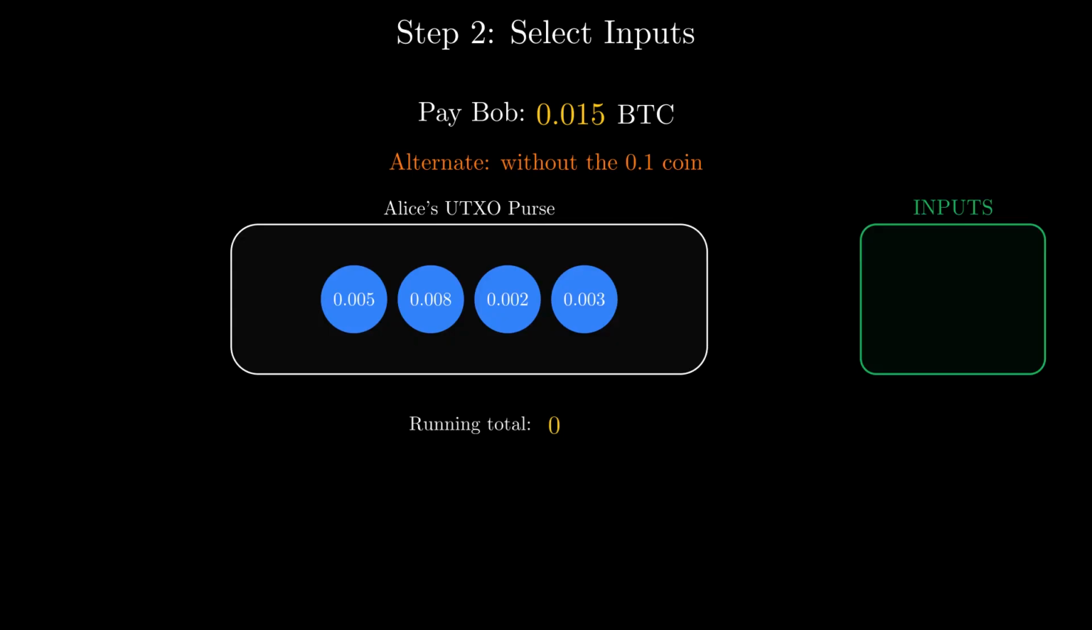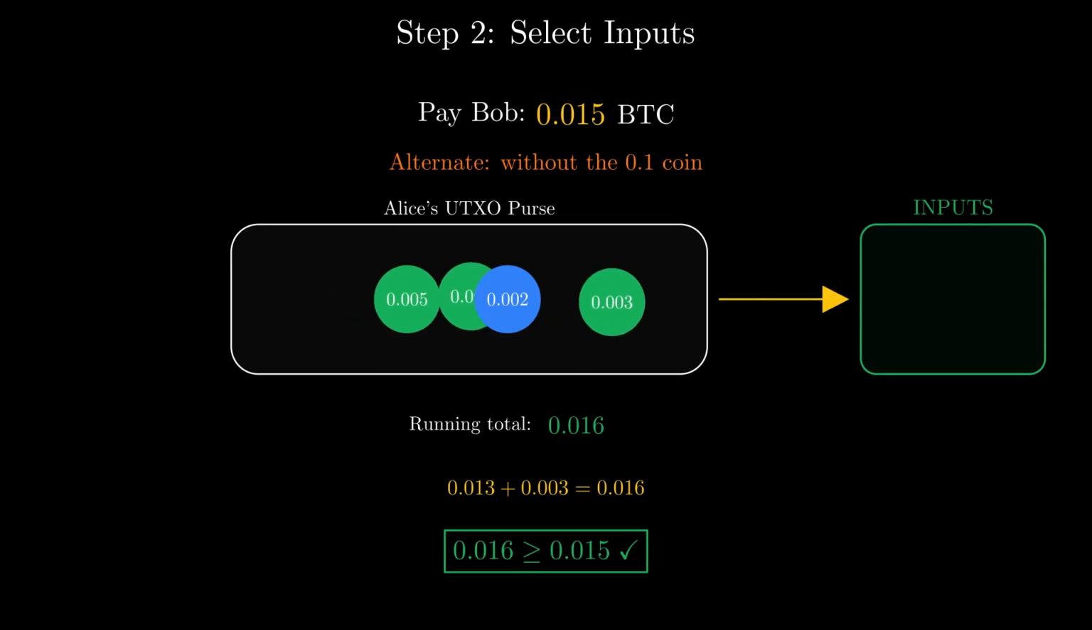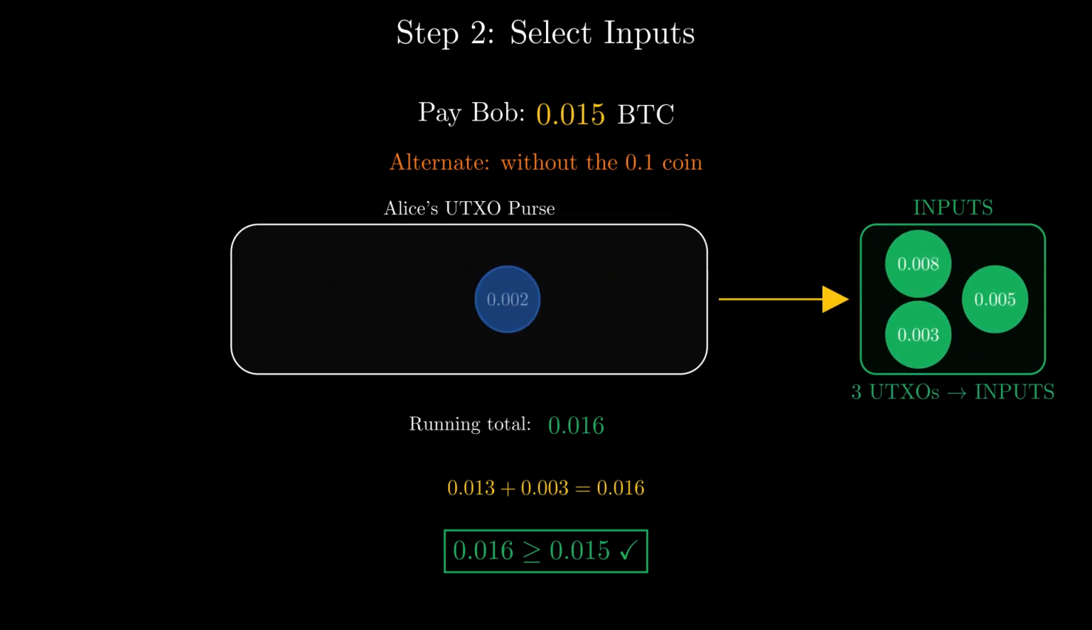Without that large coin, the wallet must combine smaller UTXOs. 0.008 plus 0.005 gives 0.013, then add 0.003 to get 0.016, just over the target of 0.015. 3 coins slide together to form the input side of the transaction. It's like reaching into a purse and pulling out coins one by one until you have enough on the counter.